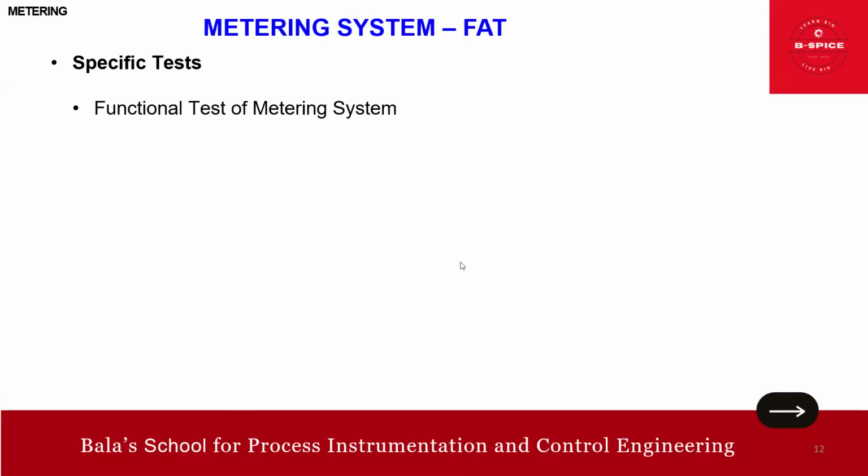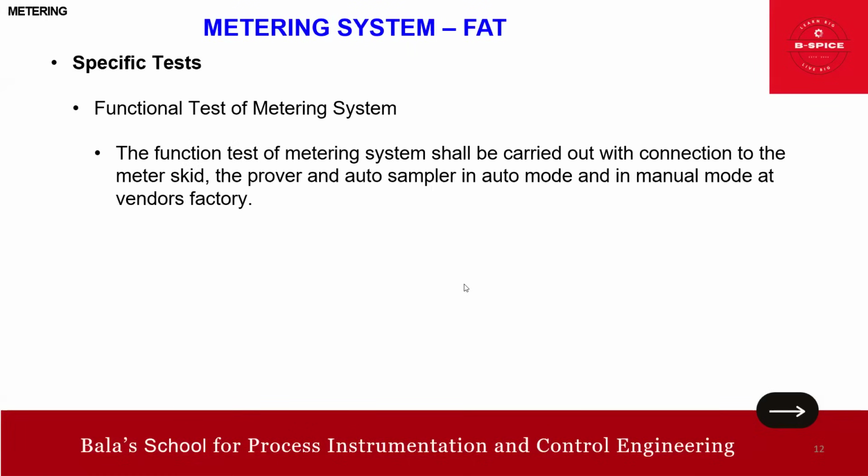Then we have a functional test of the metering system. So what is this for? It's like a comprehensive test, right? The function of the metering test shall be carried out in connection with the metering skid, prover, and auto sampler, in auto mode and manual mode at the vendor's factory. It's basically a critical procedure to verify all the components of the system operate correctly and accurately under expected operating scenarios. So that is the point.